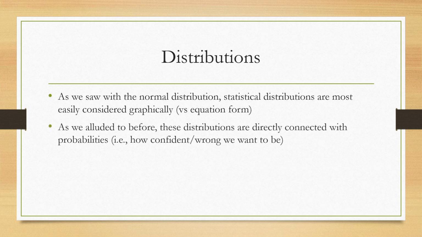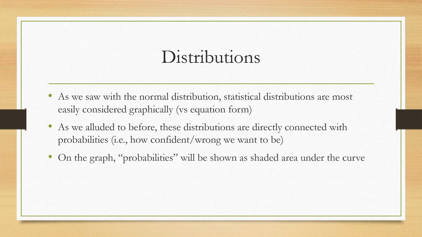Now, I've alluded to thus far in the lecture set that these distributions are directly connected with probabilities. That is, how confident or wrong we want to be, and the probability of that confidence or the probability of being wrong. On the graph, probabilities are going to be shown as shaded areas under the graph. So we're going to shade or talk about the area under the curve for particular regions under the curve.